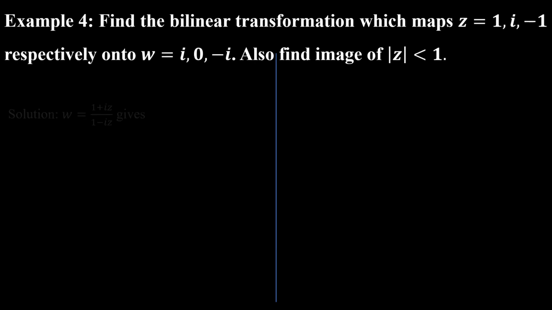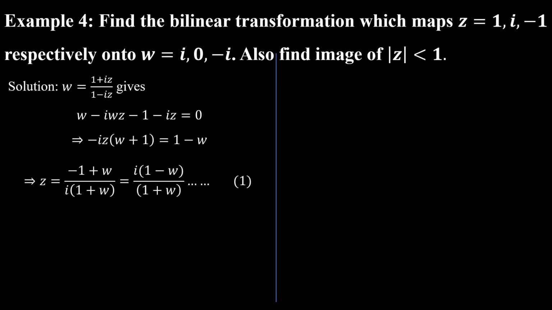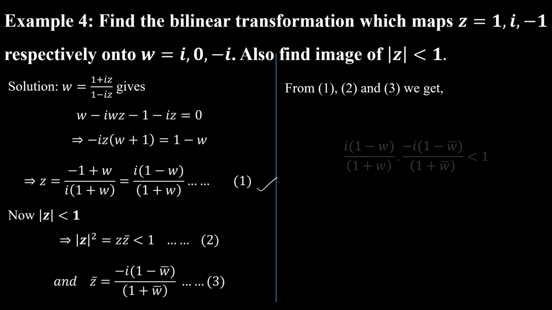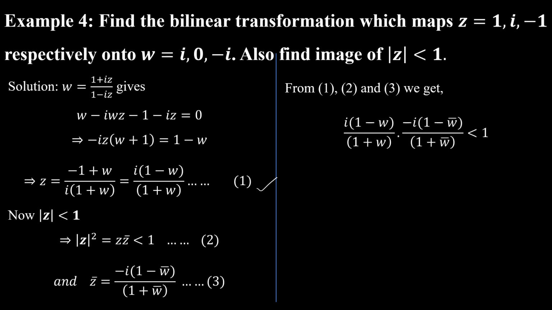So this bilinear transformation is rearranged, and the inverse bilinear transformation that we get is in equation 1. Now in the domain it is given mod z less than 1. So by putting this, we get mod of z squared, that is z z bar, which is less than 1. Similarly, you can put z bar as well. So by putting z and z bar, the equation can be defined in such a way.